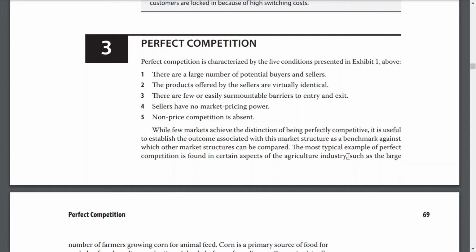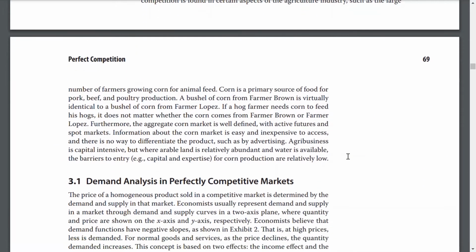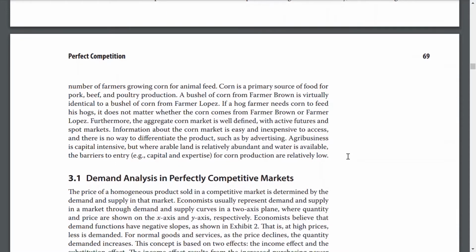The most typical example of perfect competition is found in certain aspects of the agriculture industry, such as the large number of farmers growing corn and animal feed. Corn is the primary source of food for pork, beef, and poultry production. A bushel of corn from Farmer Brown is virtually identical to a bushel of corn from Farmer Lopez. If a hog farmer needs corn to feed his hogs, it does not matter whether the corn comes from Farmer Brown or Farmer Lopez. Furthermore, the aggregate corn market is well defined, with active futures and spot markets. Information about the corn market is easy and inexpensive to access, which is perfect information, which is important for perfect competition.